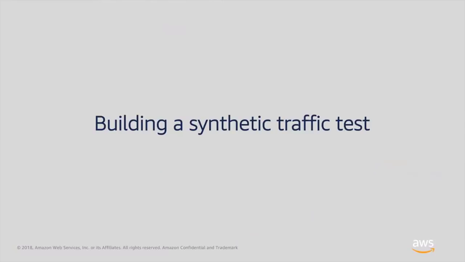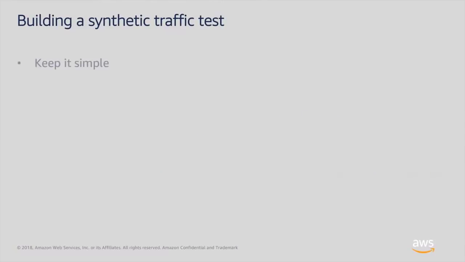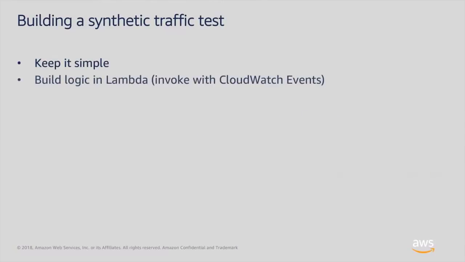So building a synthetic traffic test is pretty straightforward. We want to keep it simple, so don't go overboard. Keep it to a couple of different things, maybe one specific focus. Build the logic in Lambda and invoke it with CloudWatch events. If you do this in Lambda, you can use the free tier up to a certain amount. You can trigger these very quickly, you don't have to maintain any infrastructure, and it's executed and scalable on the fly. It keeps it pretty straightforward.